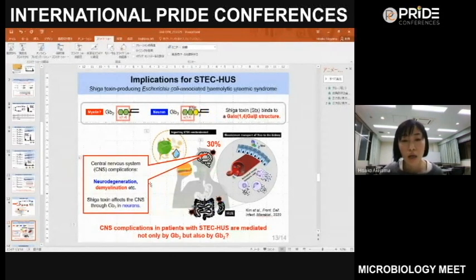In our study, we found the possibility of the presence of GB2 in myelin, so I would like to propose that the CNS complications in patients with STEC-HUS are mediated not only by GB3 but also by GB2. It will be very important to determine whether GB2 is really expressed in the brain.